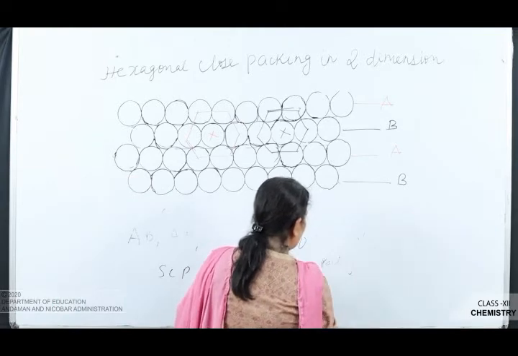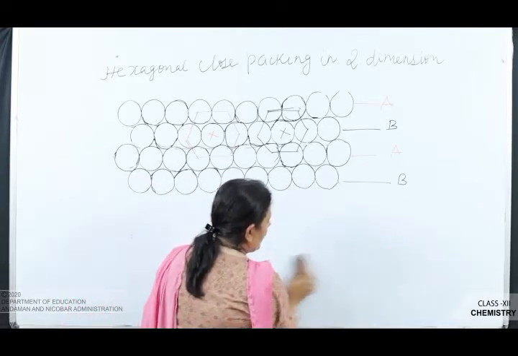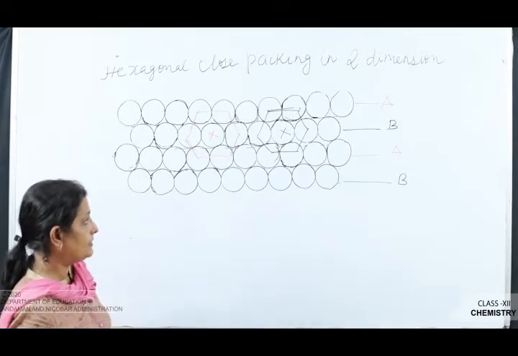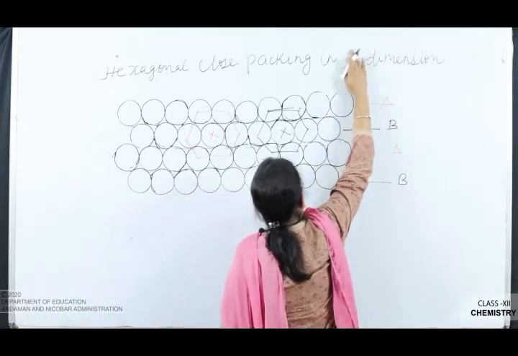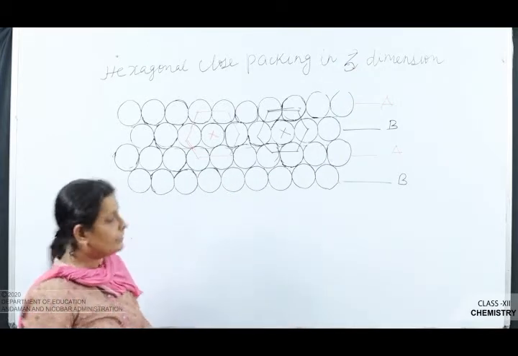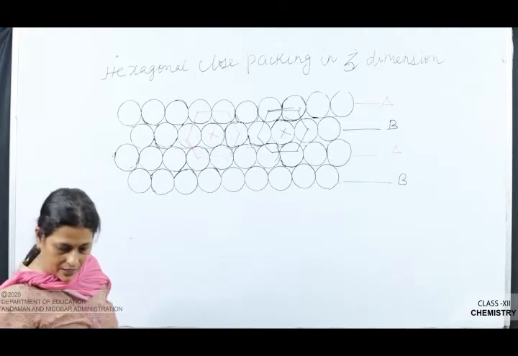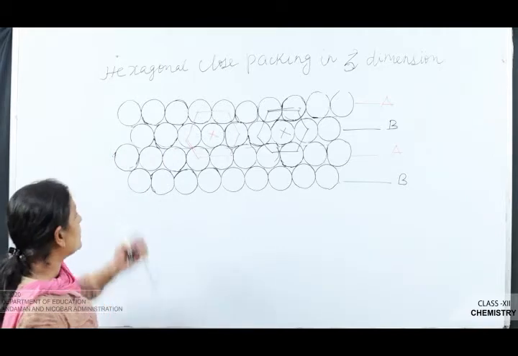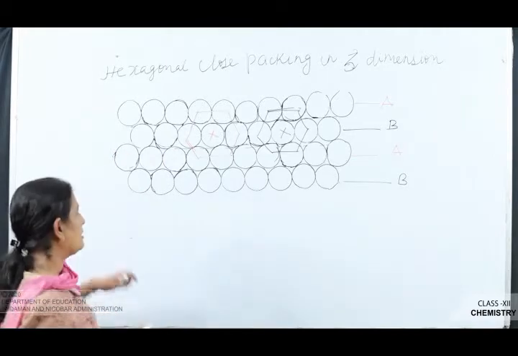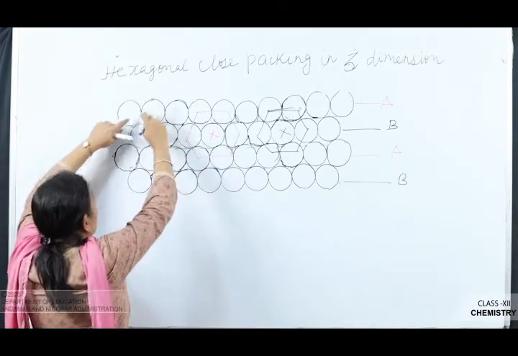For hexagonal close packing in 3 dimension, you have to take into account the 3 axes x, y and z, and it is difficult to make it on the board. So, first we will take the hexagonal close packing in 2 dimension. Now, in case of hexagonal close packing in 2 dimension, you see, last class I discussed the voids. Here you see 3 spheres are touching.